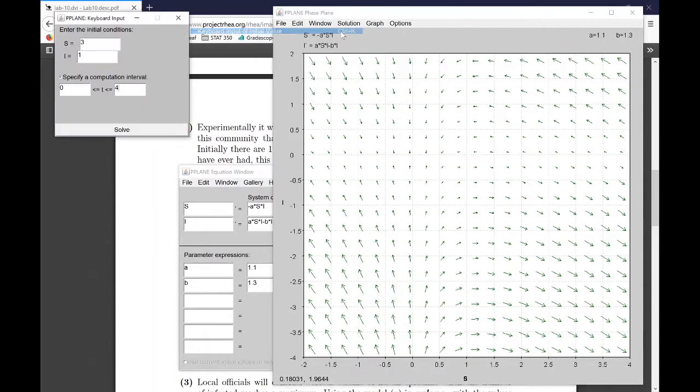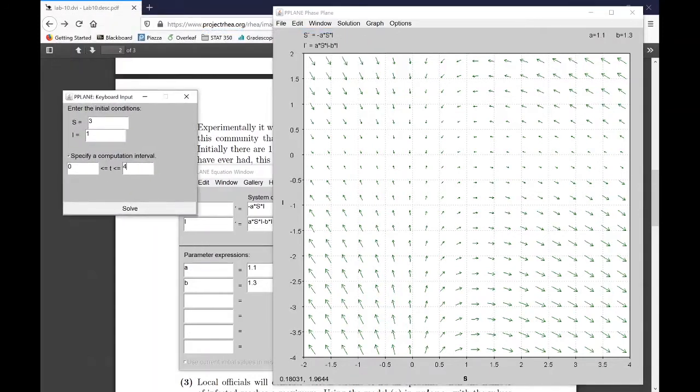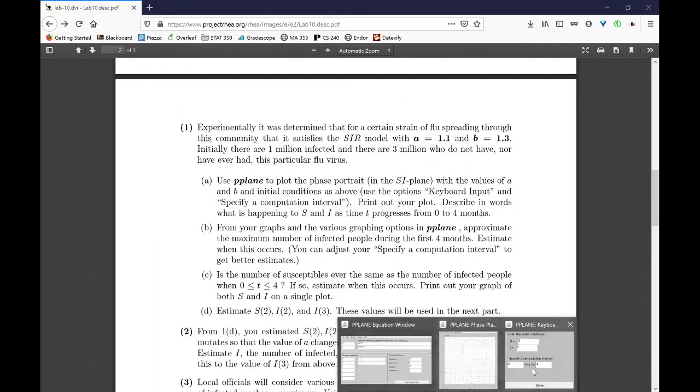And for our initial condition, we have 3 million initially susceptible and 1 million initially infected. And our computation interval is going to be from 0 to 4. So press solve. We should see this. Print out your plot and describe in words what is happening to S and I as time t progresses from 0 to 4 months.